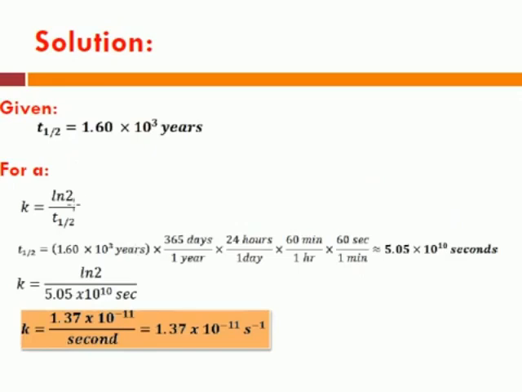So substitute the half-life in the equation. So we have ln 2 over 5.05 times 10 raised to 10 seconds, and you will get approximately 1.37 times 10 raised to negative 11 s raised to negative 1, or that is the same as 1.37 times 10 raised to negative 11 per second. So that is for letter A. We're going to use that k in the next letter.